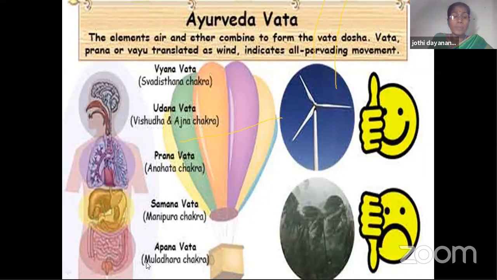Now let us go from the bottom. From the bottom we go to Apana Vada, where the Muladhara chakra gets affected. Samana Vada, where the Manipura chakra gets affected. Then Prana Vada gets influenced through the Anahata chakra. Then Udana Vada, which leads to the Ajna chakra. And then the Vishuddhi chakra is affected by the Vyana Vada. So these are the Vada effects which take place in the body.